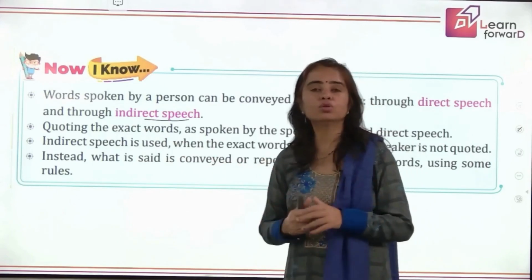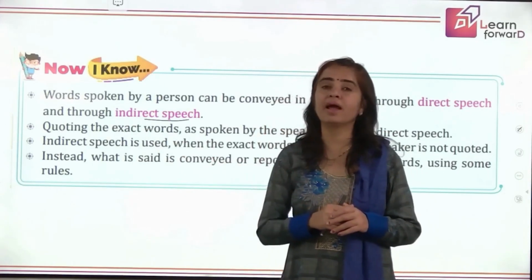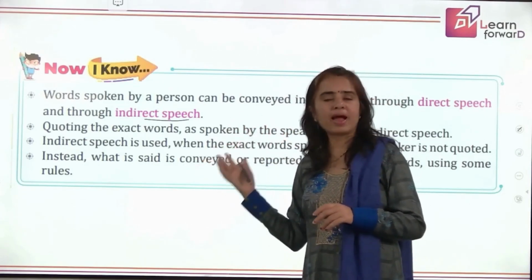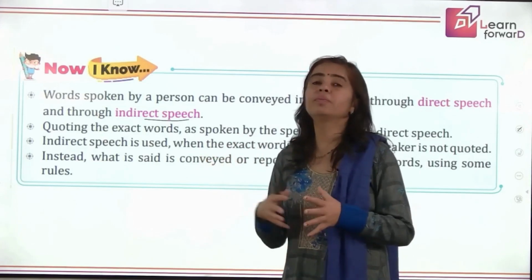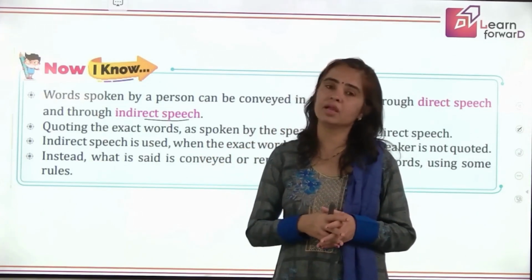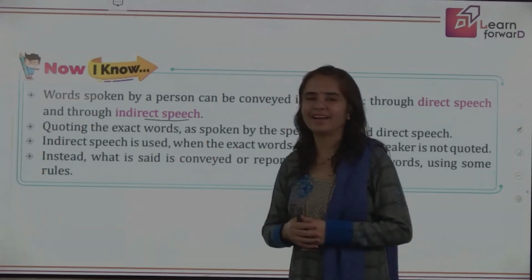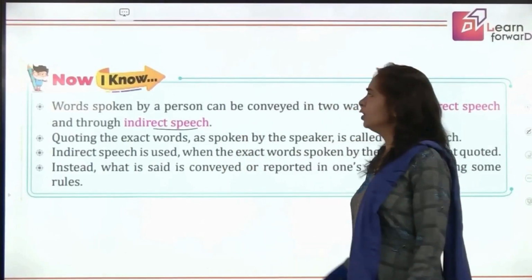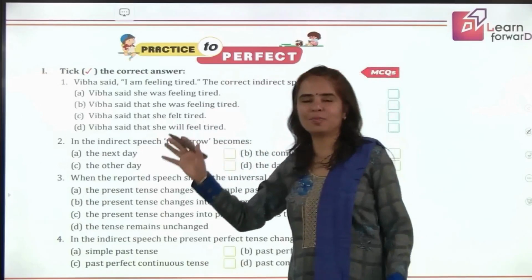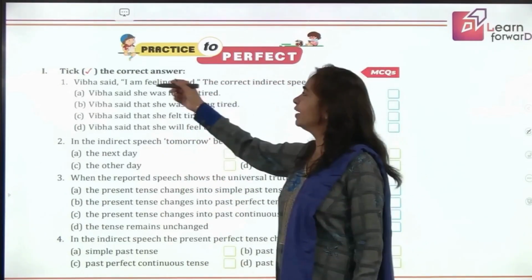And then we also learnt about the changes in a few words referring to time and place. So I hope you enjoyed the session and you'll practice this. While practicing, you must say for each rule why you are making a particular change, and I'm sure you'll be an expert at direct indirect. So I hope you'll remember all these rules. So it's time to scratch your brain and find out how much you have learned. Let's do practice to perfect, pick the correct answers.